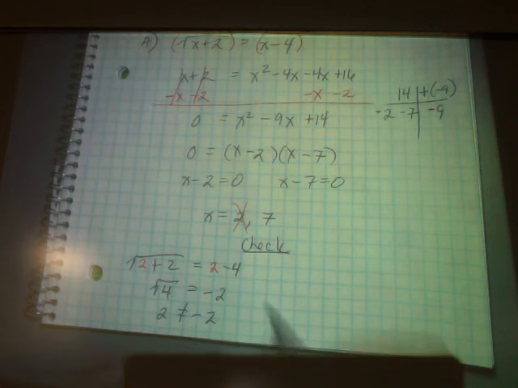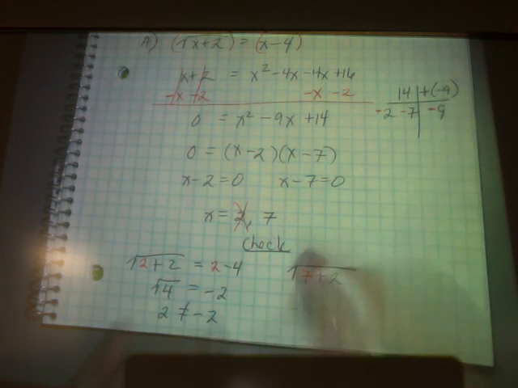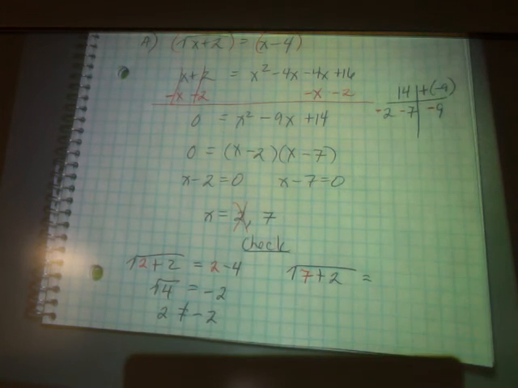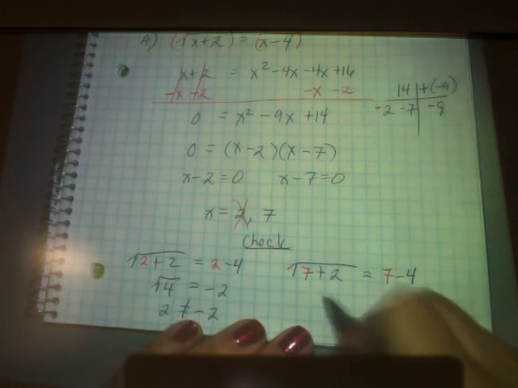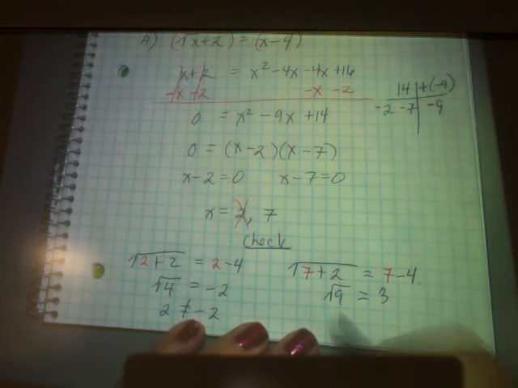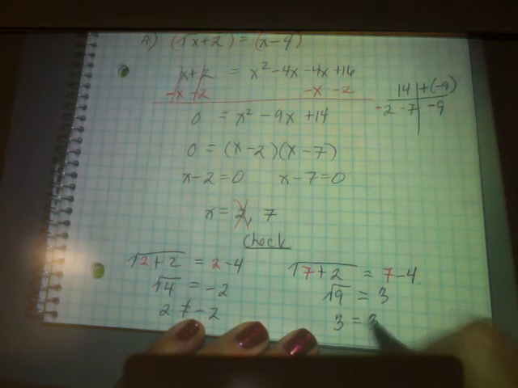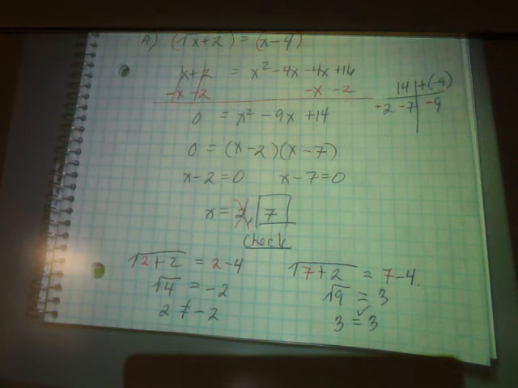Try 7. So if I plug in my 7, seven plus 2 is 9, so the square root of 9 is equal to 7 minus 4, which is 3. Square root of 9 is 3. 3 does equal 3, so positive 7 is my only good solution. Sometimes both of them are going to work. You're not always going to throw one of them out. And you don't always throw out a negative, although oftentimes it seems like we do.